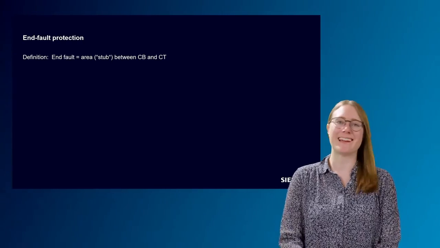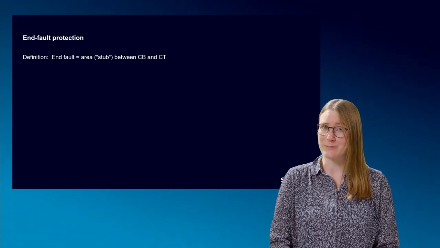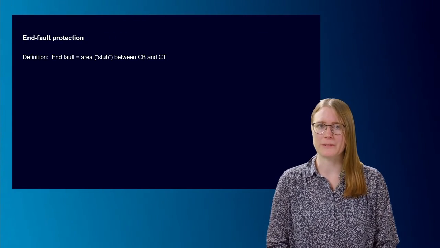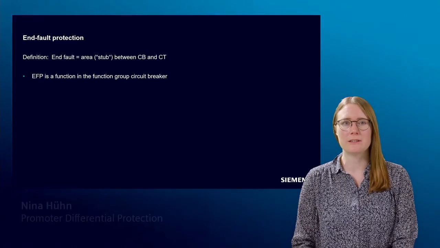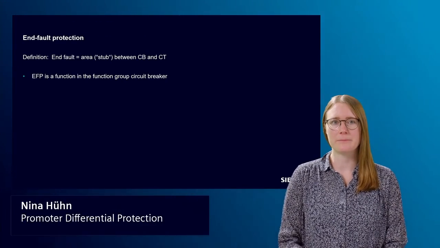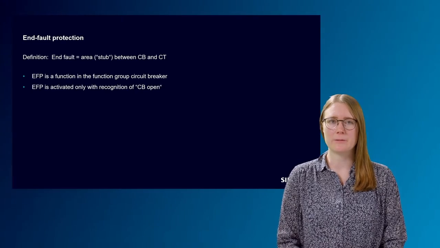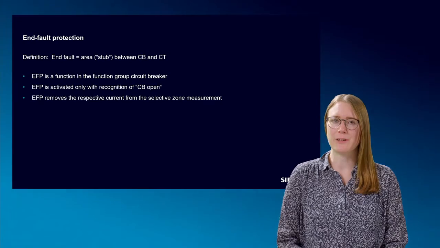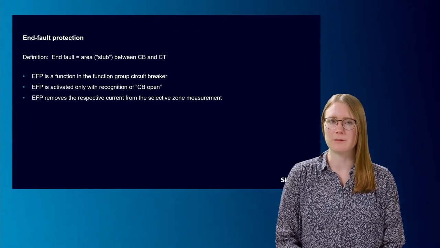Okay, this slide is full of facts about end-fault protection, and the details will follow then. With end-fault protection, the area between the circuit breaker and the current transformer is meant. End-fault protection is in the function group circuit breaker. End-fault protection is only activated when the circuit breaker is open. When active, end-fault protection removes the respective current from the selective zone measurement.